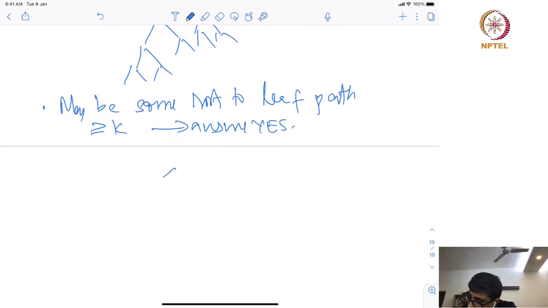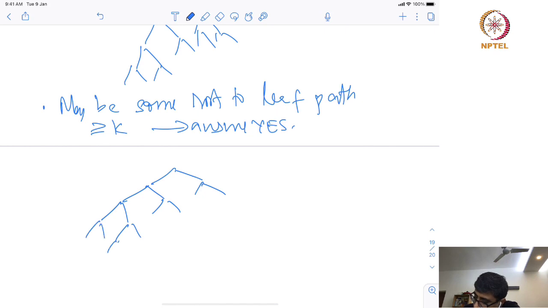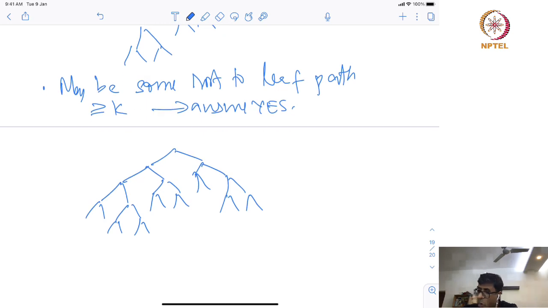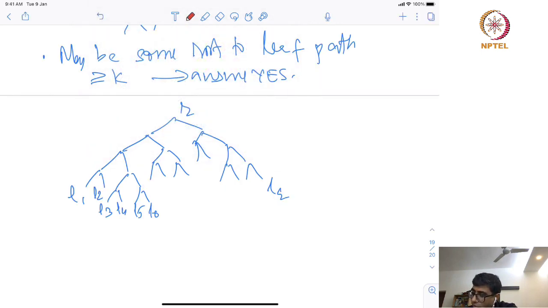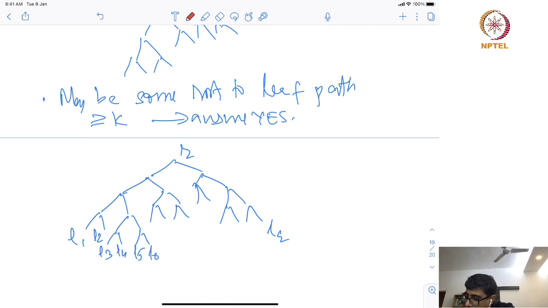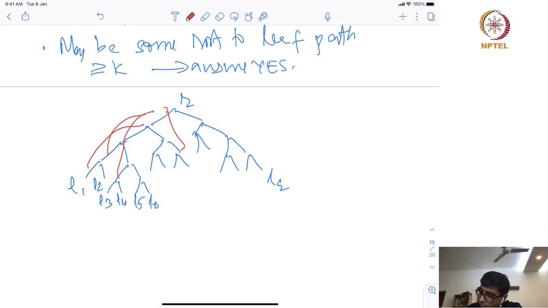Answer yes. But suppose it did not happen, then what can you say? Look at this graph. Here is a root. And suppose we have leaves L1, L2, L3, L4, L5, L6, and so on. Now, what is the property of a depth first search tree? Look at any non-tree edge. Where can the non-tree edge be? Every non-tree edge must go from some vertex to its ancestor, like this, like this.